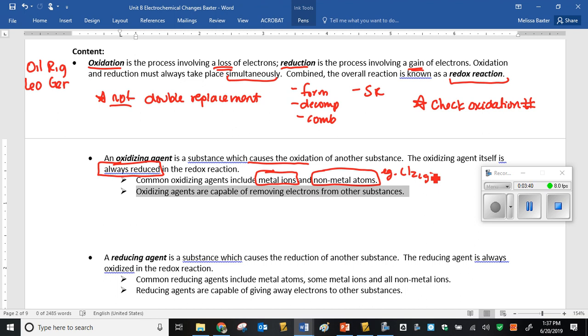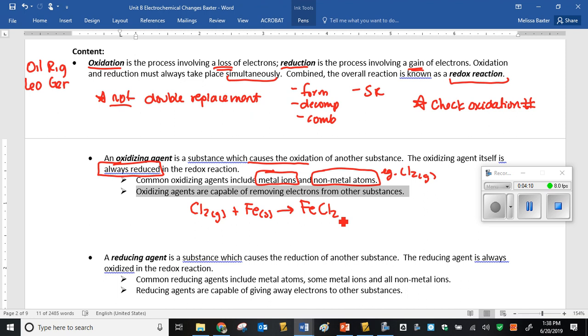So it would be realistic for us to show you something like, well, let's just make one up here real quick. If that was the reaction that was happening, could you identify the oxidizing agent or the reducing agent? Because that'll be the next thing in the reaction.